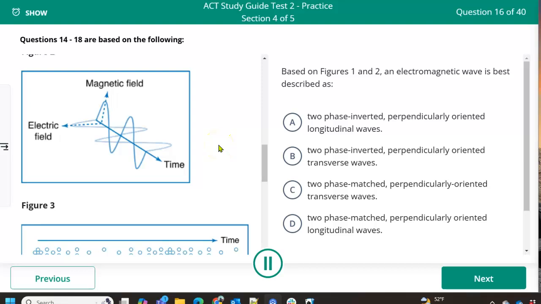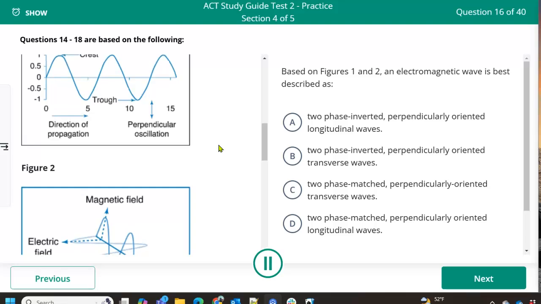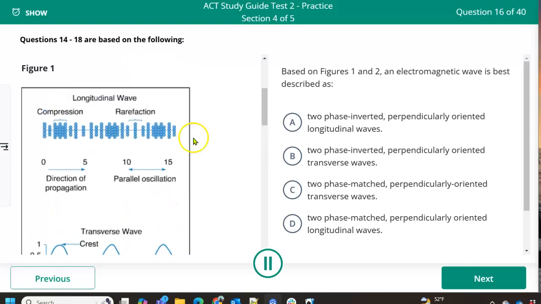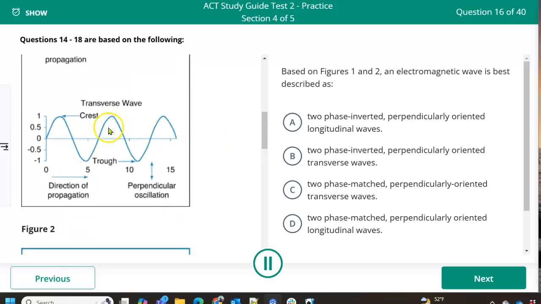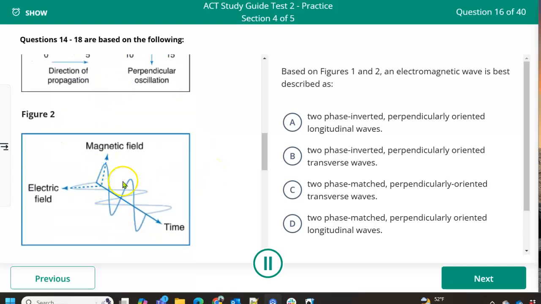Perpendicularly oriented, yes. Transverse or longitudinal? Well, it's not longitudinal. You can see this is a transverse wave. It's like a sine wave. So it's got to be phase matched longitudinal waves.